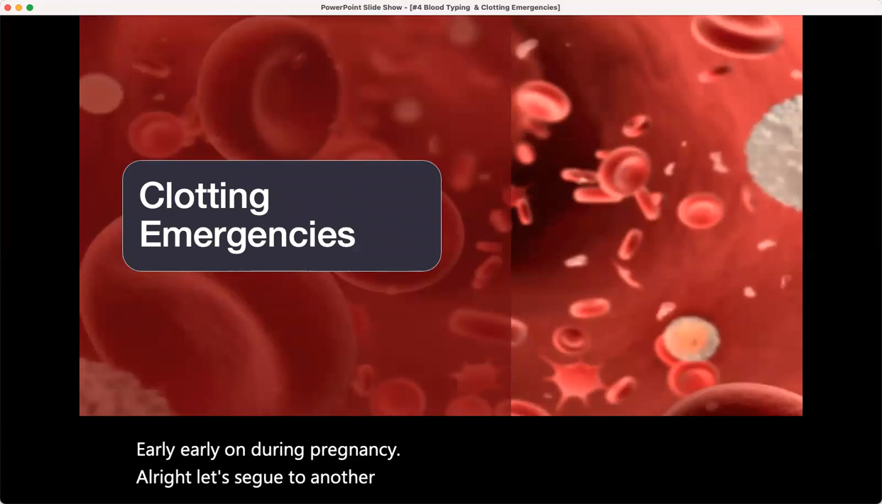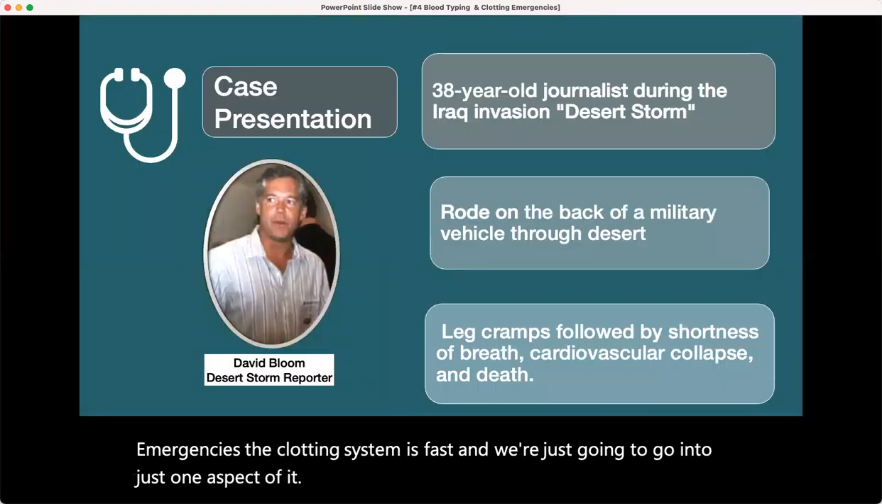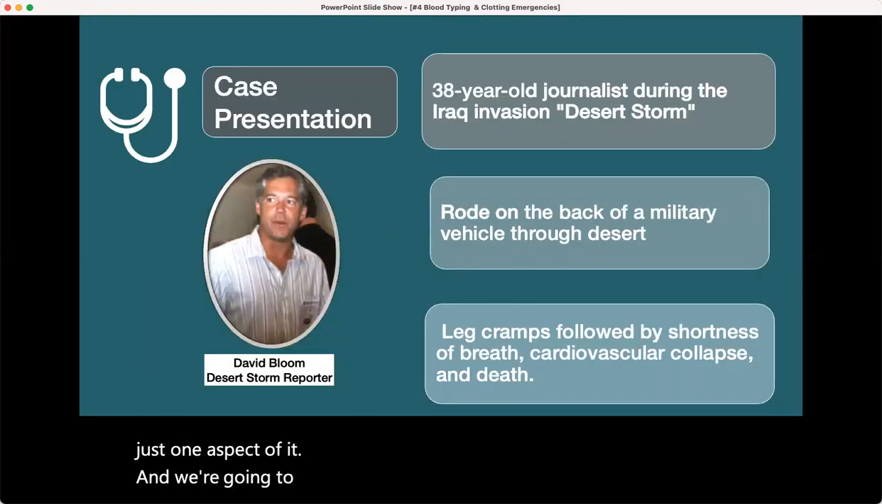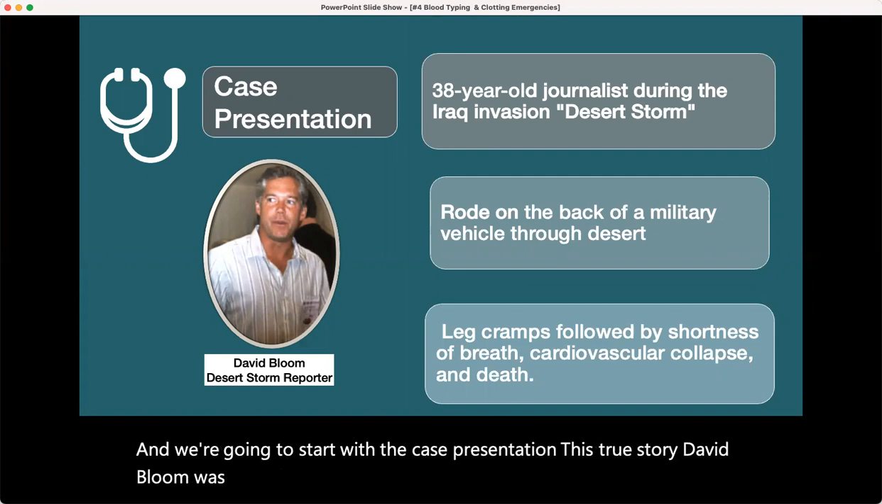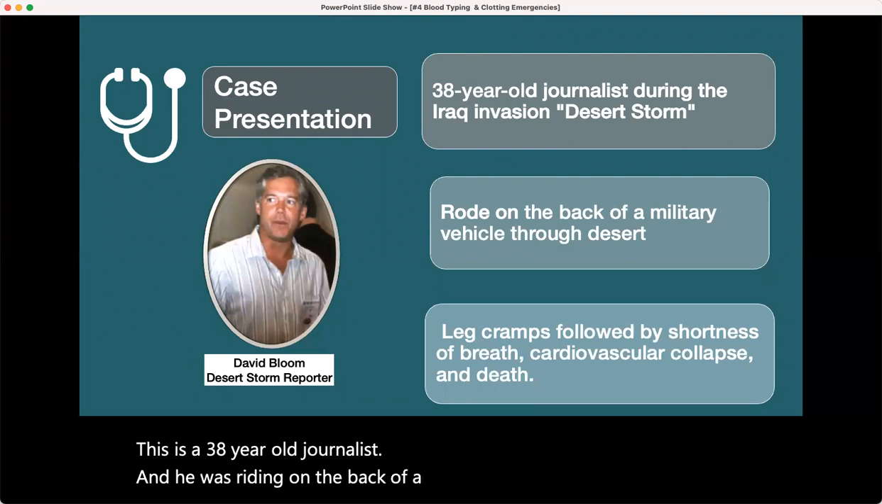I want to just make a brief talk about clotting emergencies. The clotting system is vast, and we're just going to go into just one aspect of it. And we're going to start with the case presentation. This is a true story. David Bloom was a Desert Storm reporter. This is a 38-year-old journalist, and he was riding on the back of a military vehicle through the desert.